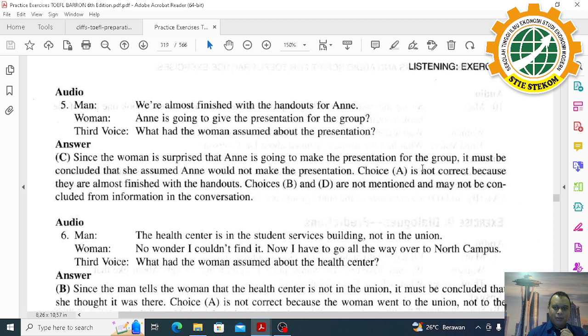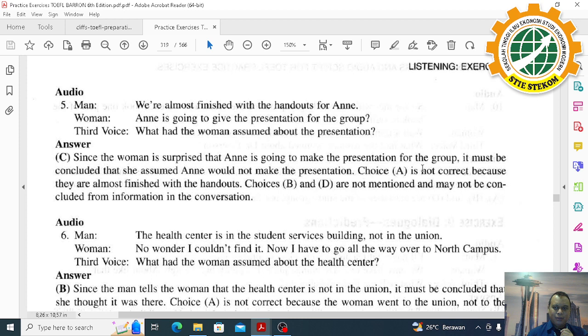Then number 6, the health center is in the student service building, not in the union. No wonder I couldn't find it. Now I have to go all the way over to North Campus. What had the woman assumed about the health center? Since the man tells the woman that the health center is not in the union, it must be concluded that she thought it was there. Jadi dia memperkirakan bahwa service building itu berada di union tapi ternyata tidak. Okay, number 6 yang paling benar B ya.